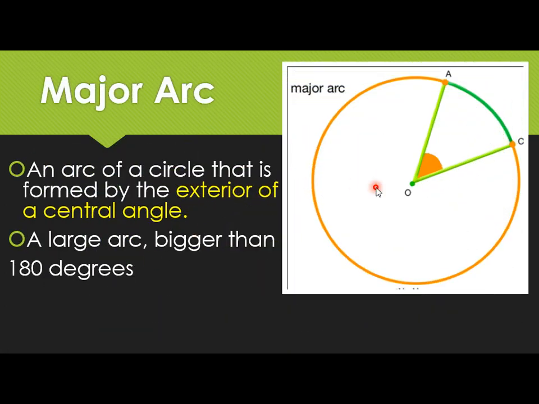Major arc. Now in the picture, I need you to use your highlighter. The major arc is in orange. Okay, so the definition of a major arc is an arc of a circle that is formed by the exterior of a central angle. And that is the orange in this picture. It is a large arc, bigger than 180 degrees. Okay, remember, a circle is 360 degrees. So the way we would get a major arc, we're going to learn that in just a minute, is you take this little piece here, subtract it from 360, and it leaves you the major arc.